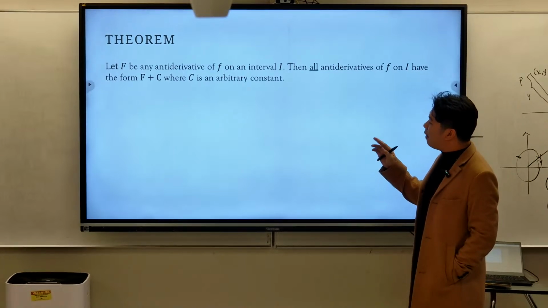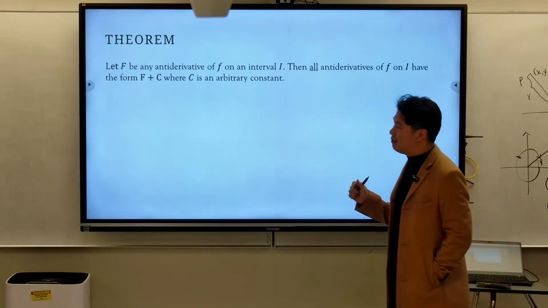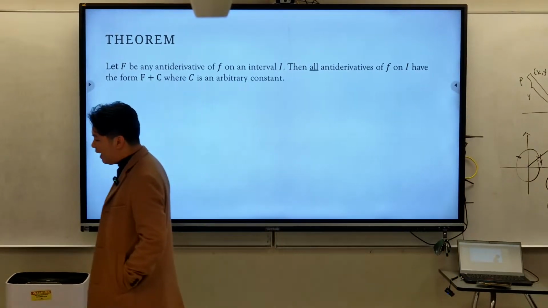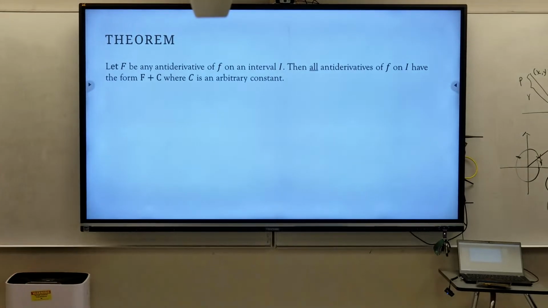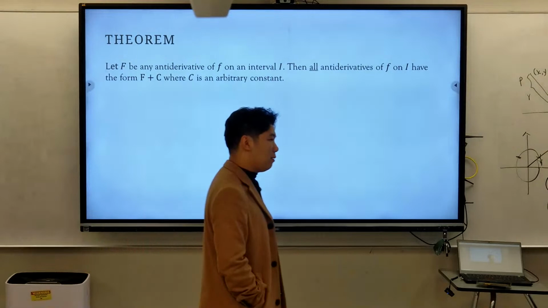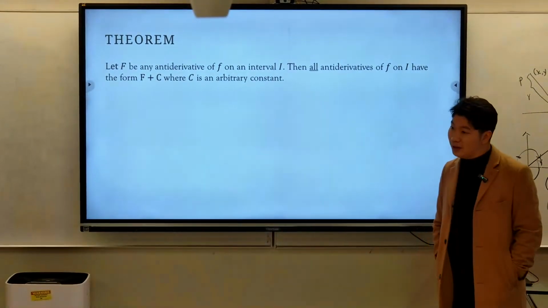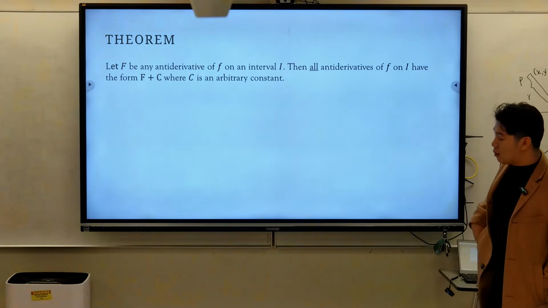Now I can finally talk about why I said an antiderivative instead of the antiderivative. So let's say I have an antiderivative big F of little f. Then as it turns out, all antiderivatives of little f have the form big F plus a constant c, where c is an arbitrary constant. It's just a placeholder for some constant that we're not too sure of. It could be any value, actually. It's arbitrary.